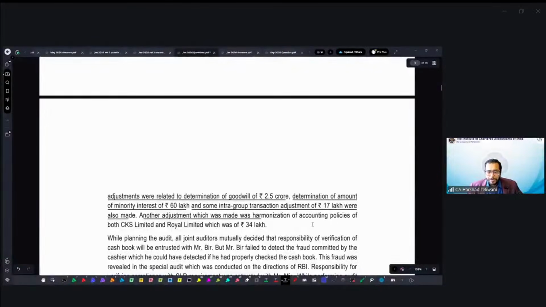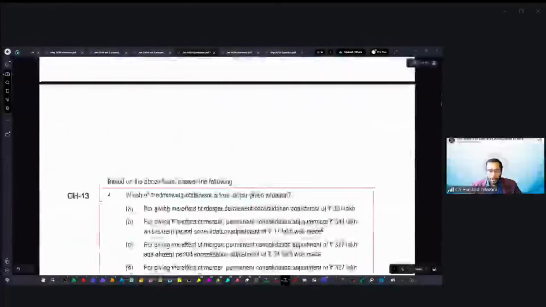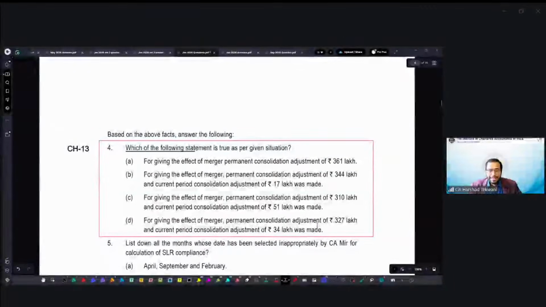Another adjustment which was made was harmonization of the accounting policies of both CKS Limited and Royal Limited, which was 34 lakhs. Now, let's go and first let's read the question. The question is, which of the following statements is true as per the given situation?